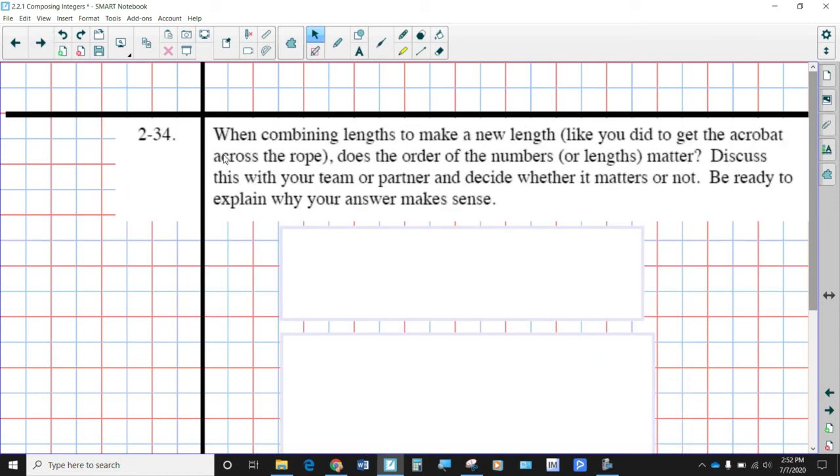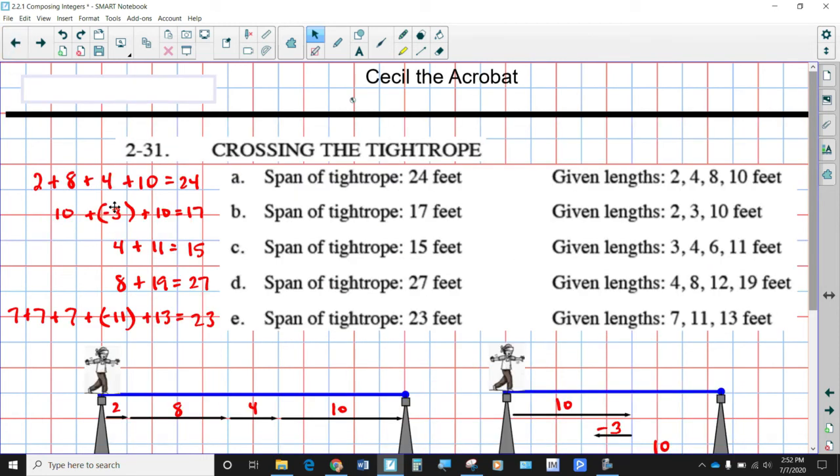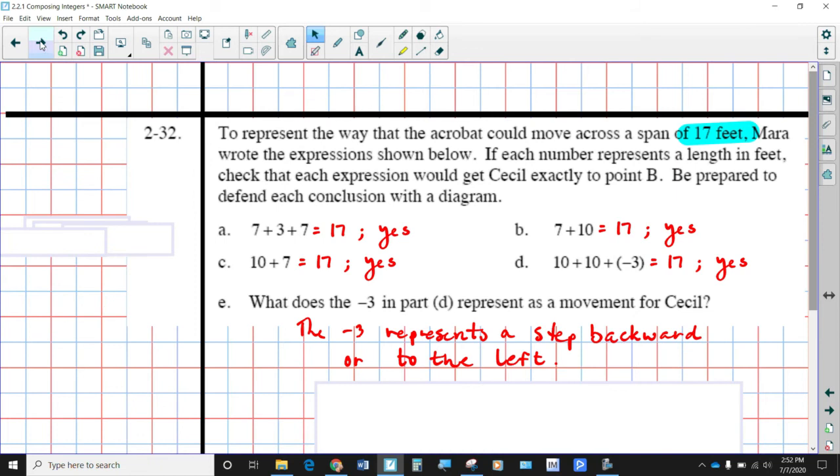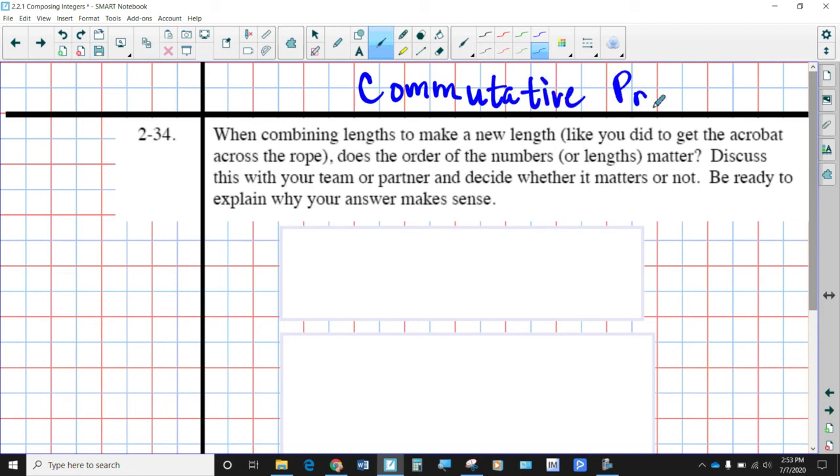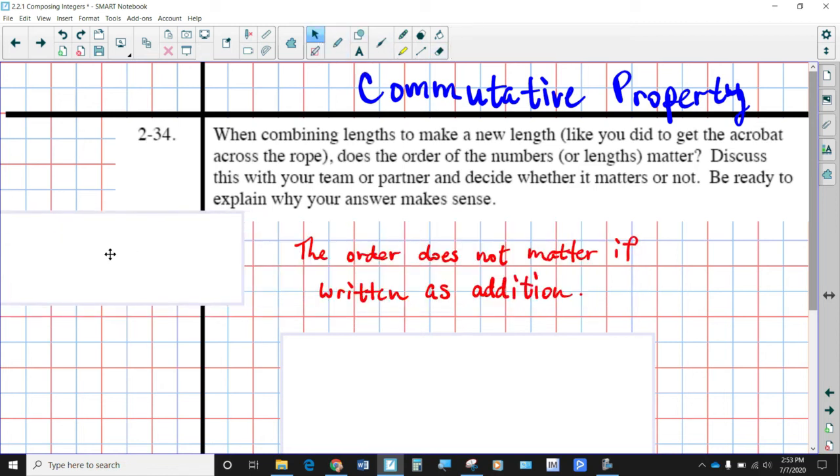Okay. So when combining lengths, oh, I skipped over problem 33 because it was basically just telling us to do this part that I already told you to do. So I skipped problem 33. When combining lengths to make a new length, does the order of the numbers matter? Okay, so we're kind of referencing what's called the commutative property here. Commutative property, and that's the property that says whenever you're adding numbers together, it really doesn't make any difference the order in which they're being added together.